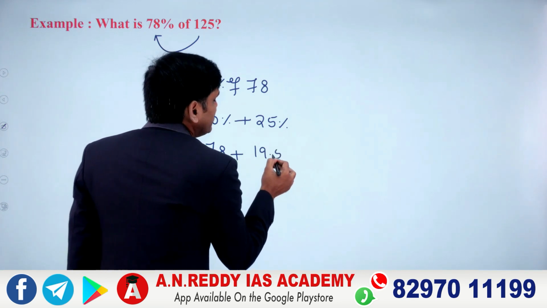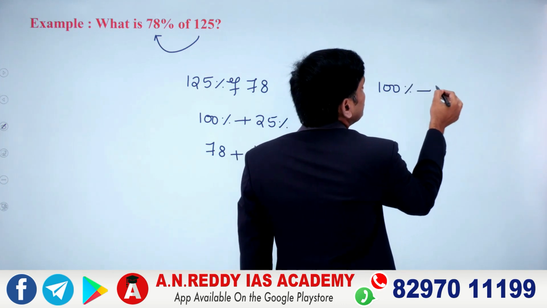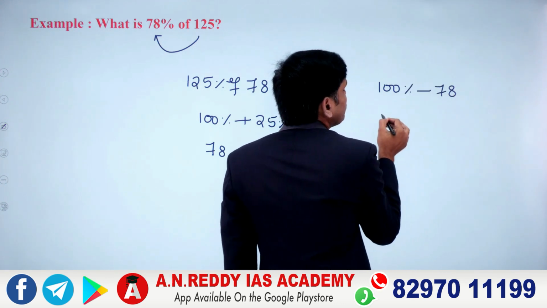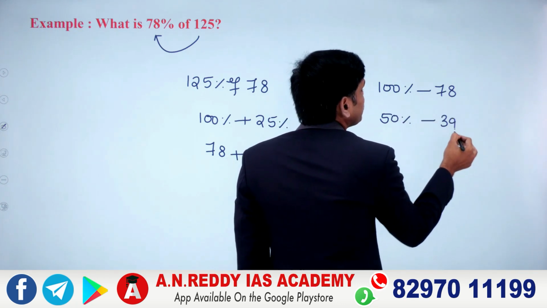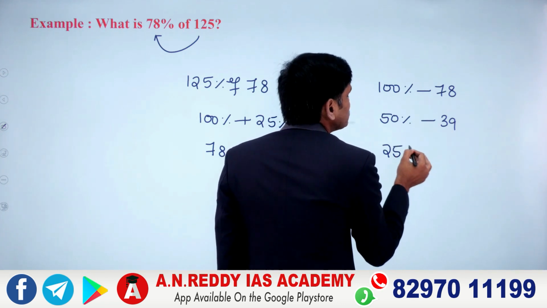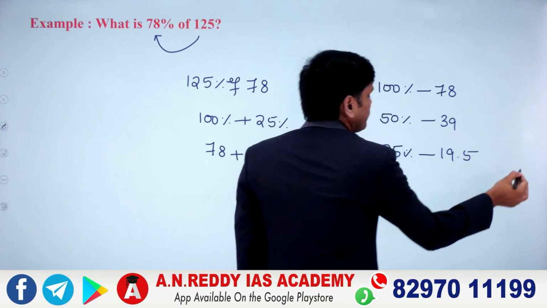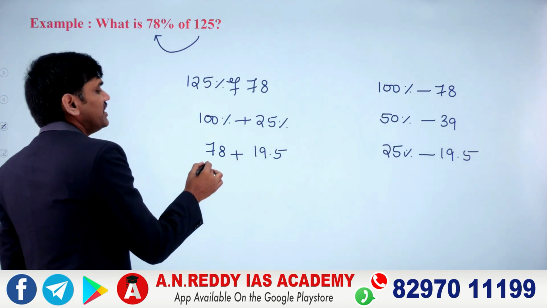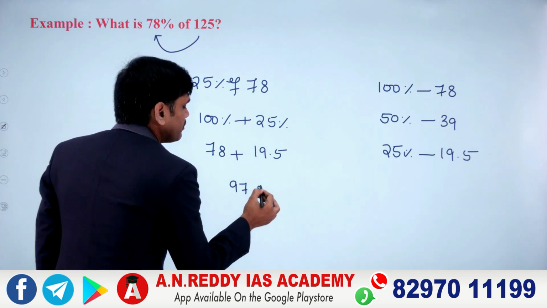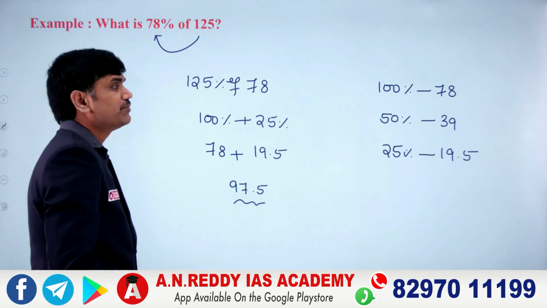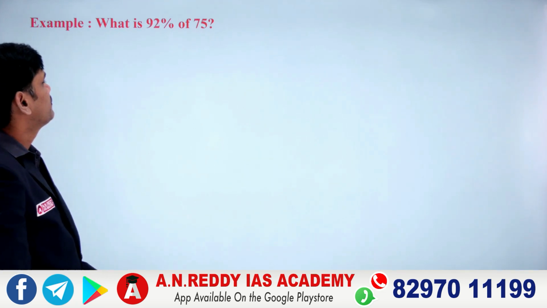19.5. If you have any difficulty in understanding that, I am writing it here for your convenience. 100% is 78, dear. 50% means half of that, which is nothing but 39. 25% means half of this, which is nothing but 19.5. That's what I did. 78 plus 19.5 will give you how much, dear? 97.5. Is that clear? Let's see one more.